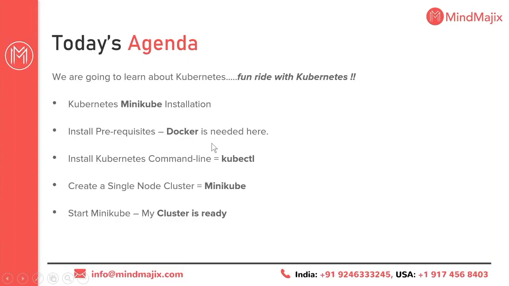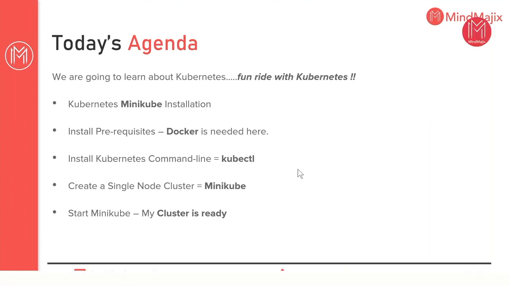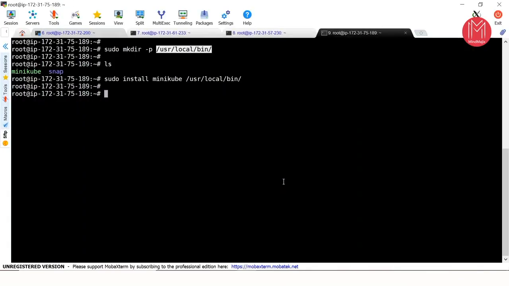Before that, Minikube's prerequisite, Docker, is done. So let me also install the Kubernetes command line tool, which is kubectl. Let me quickly go and install that.